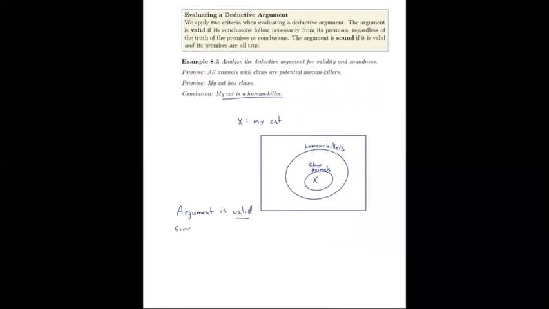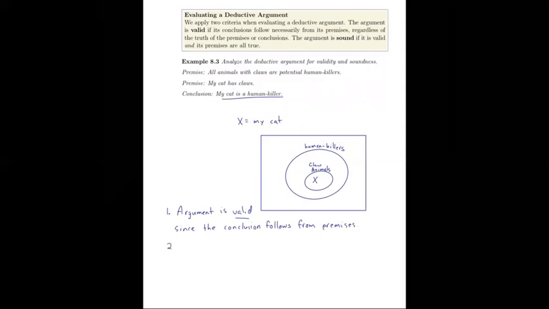Since the conclusion follows from the premises. Okay, so that's part one.